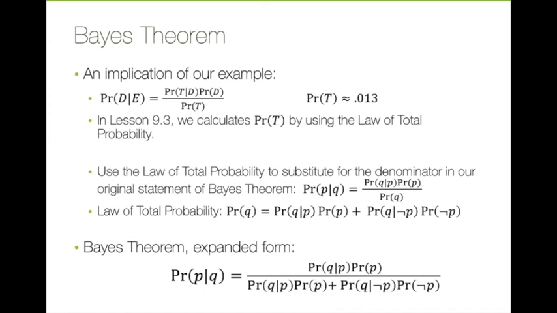Again, using the law of total probability, we substitute in for the probability of Q in the denominator to get our expanded version of Bayes' theorem on the bottom here. So what's on top hasn't changed. It's still the probability of Q given P times the probability of P. But we've expanded out what's on the bottom. We have a formula that gives us the probability of Q. Now we're adding together the probability of Q given P times the probability of P with the probability of Q given not P times the probability of not P.